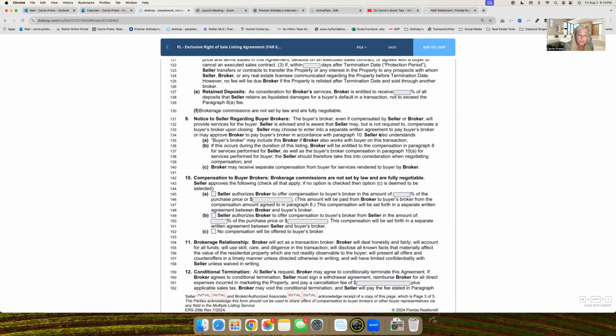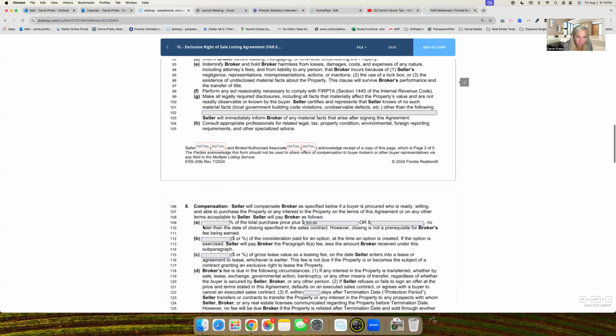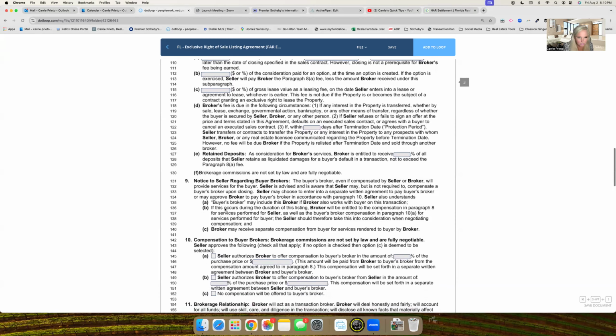The seller also understands, A, the buyer's broker, in this case Premier Sotheby's, may include this broker if the broker works with the buyer in this transaction. So we, for example, can double side, right? So we may be representing the seller as well as the buyer. If this occurs, B, during the transaction and the duration of this listing, the broker is entitled to the compensation in paragraph 8 up here for representing the seller, right? Of course, because we did our listing.